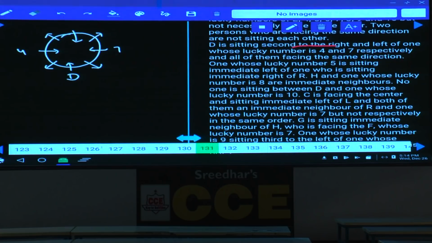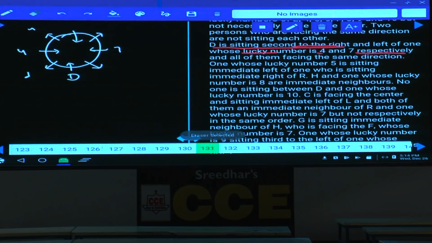First statement. What is the first statement here? D is sitting second to the right and left of the one whose lucky numbers are 4 and 7 respectively. Respectively means... 2 possibilities. Now if you start with this D here, 4 and 7 will be in these two places, isn't it?